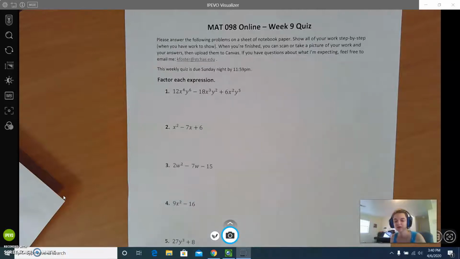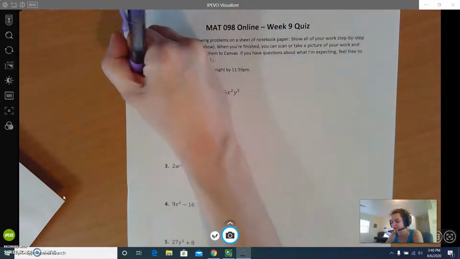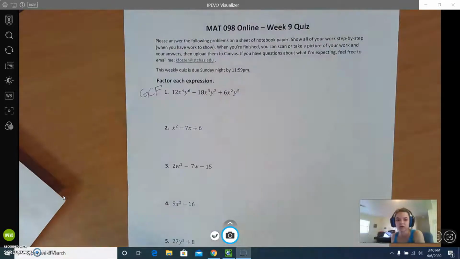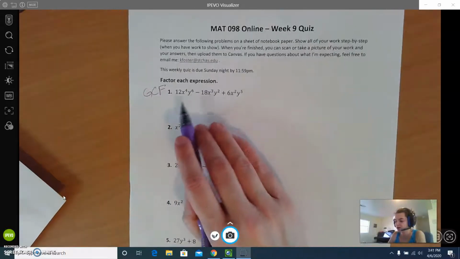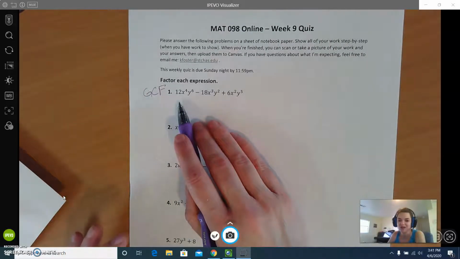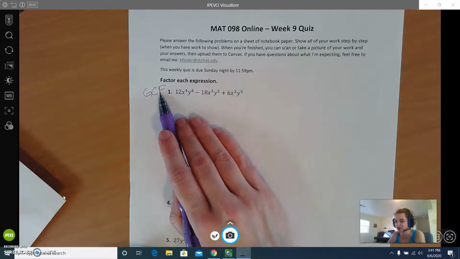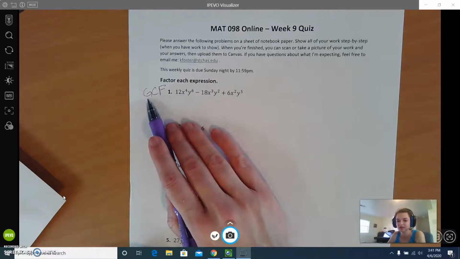So in this one, what I notice is that every single term is divisible by the same thing. That's where we're looking at our GCF factoring, our greatest common factor. So the greatest common factor, you're looking for the thing that everything is divisible by, which would be the common factor, and the largest thing that everything is divisible by.